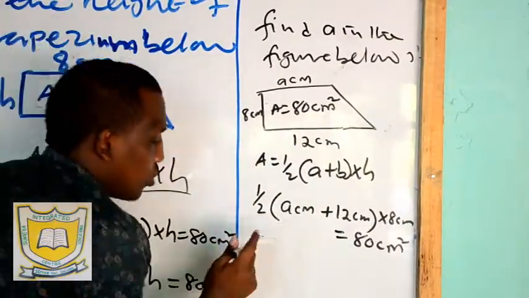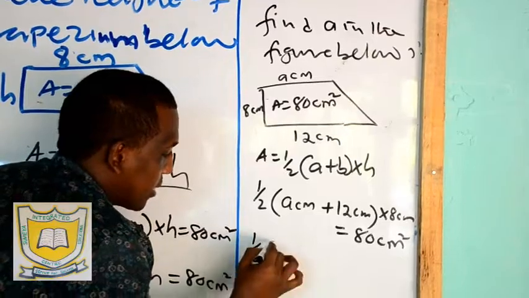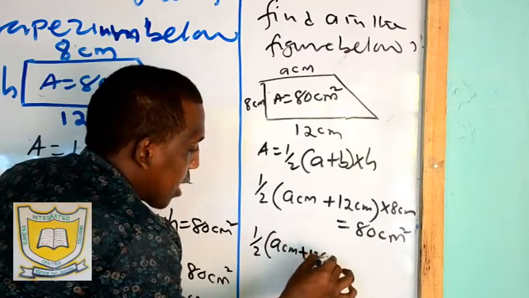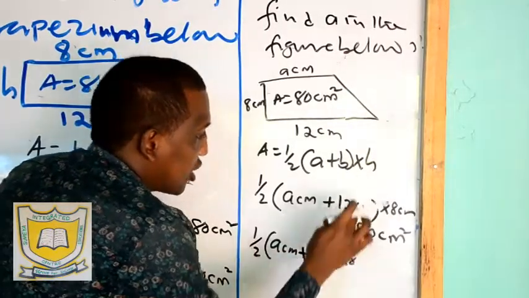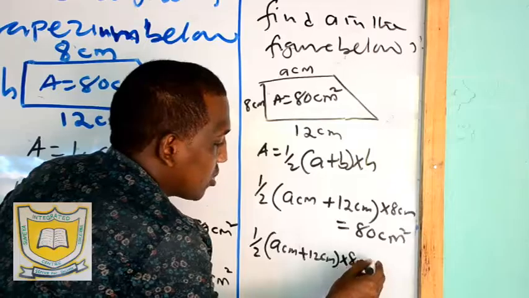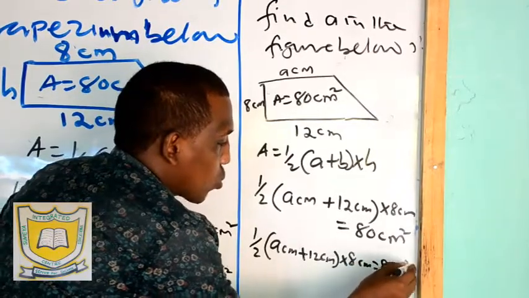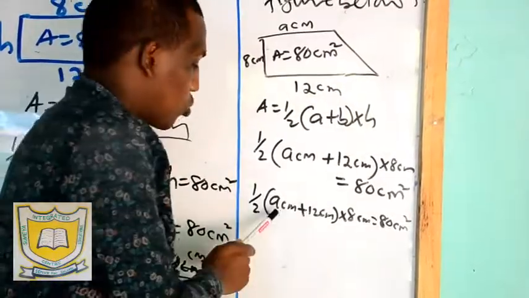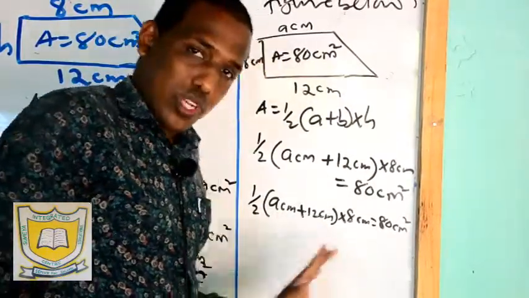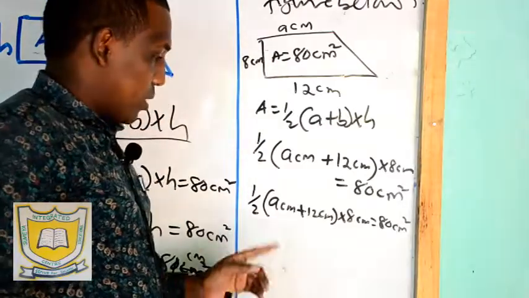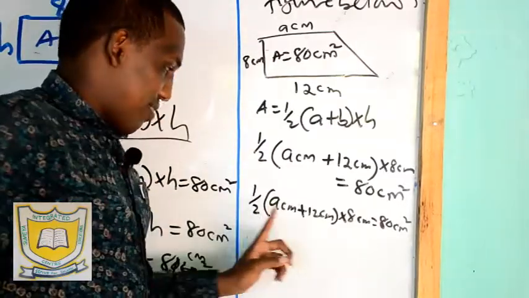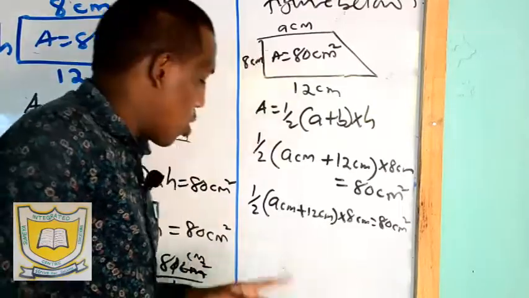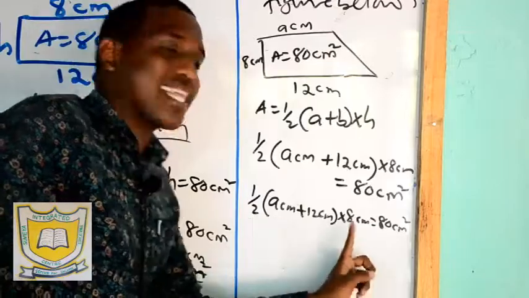So we say now a half into bracket A centimeter plus 12 centimeter times height, which is H, 8 centimeter, is equal to 80 centimeter squared. Now, I cannot add what is inside the bracket because this one is a letter and this one is a number. They are unlike terms. For an easy way, since we cannot add what's inside the bracket, you divide this half by the height.